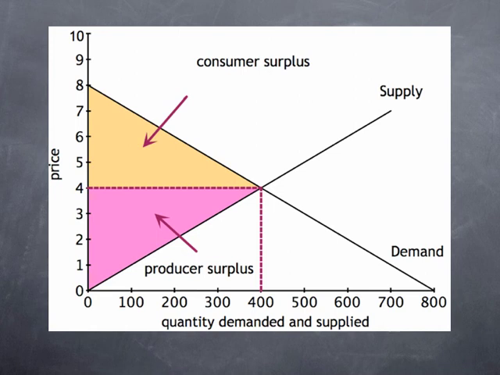This diagram then helps to show the gains that are made from trade. Without trade, there'd be no consumer or producer surplus, so the gains from trade are the yellow and the pink areas combined.